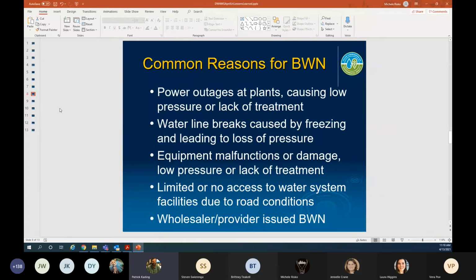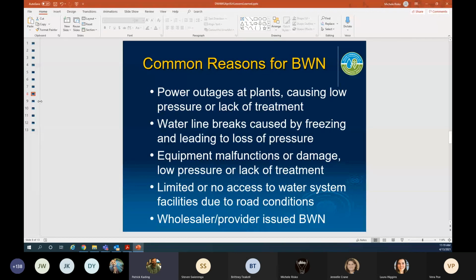Thank you. As has already been talked about, the common reasons for the boil water notices were power outages to the plants, which caused low pressure or lack of treatment; water line breaks within the system caused by freezing, which also led to loss of pressure; equipment malfunctions or damage because of the freezing temperatures, again leading to loss of pressure or lack of treatment; limited or no access to water systems due to hazardous road conditions; and finally, a lot of consecutive systems that got water from another system that issued a boil water notice had to issue the boil water notice as well.